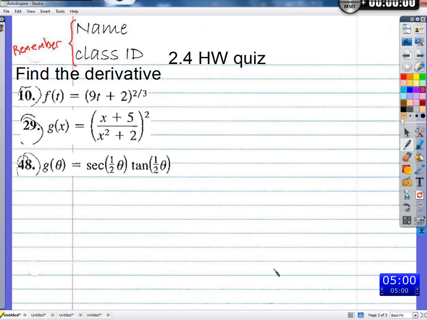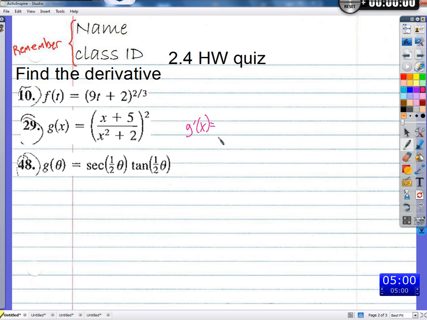Alright. So we're just doing the second two. G of x, we want to find g prime. So it's important. Well, what's the real basic skill you had better have if you're going to use the chain rule? The power rule.